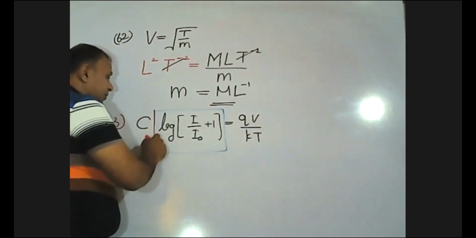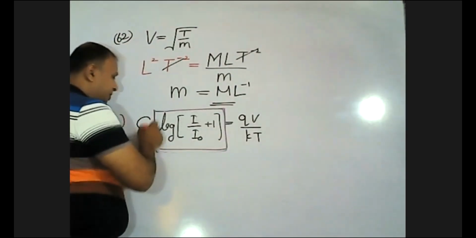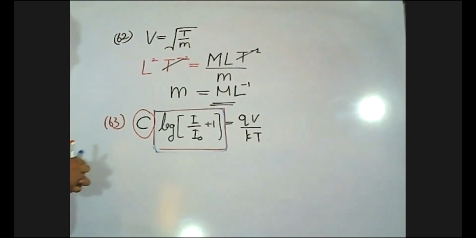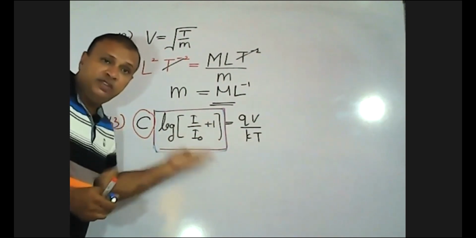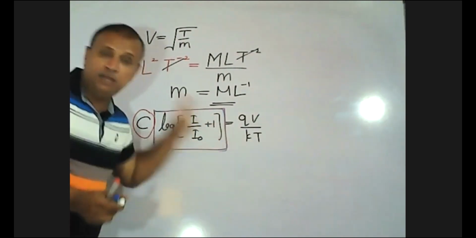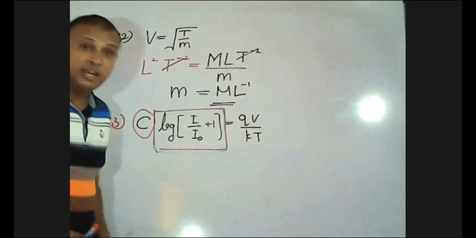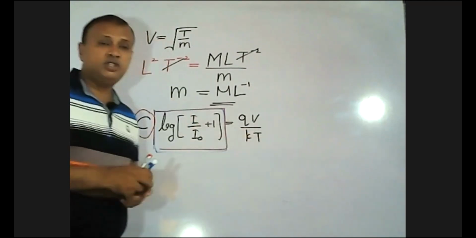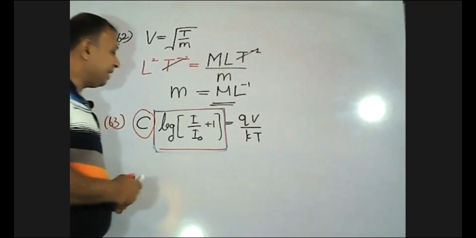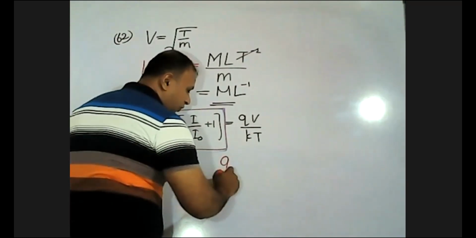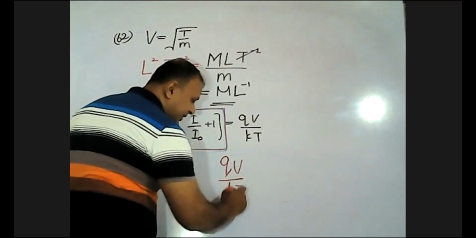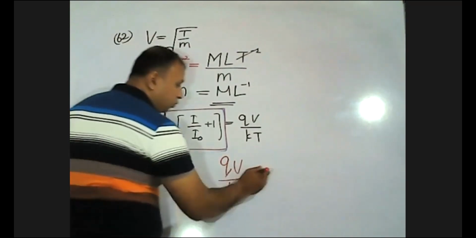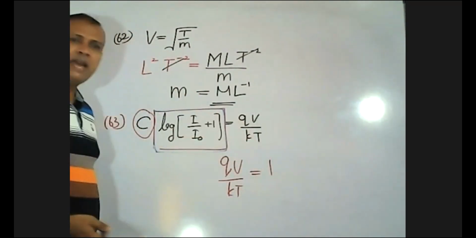According to the question, this one also does not have a dimension. That means the left side of this equation does not have a dimension. That means the right hand side should not have a dimension. That means the dimension of QV over KT should be equal to 1, because it doesn't have a dimension.